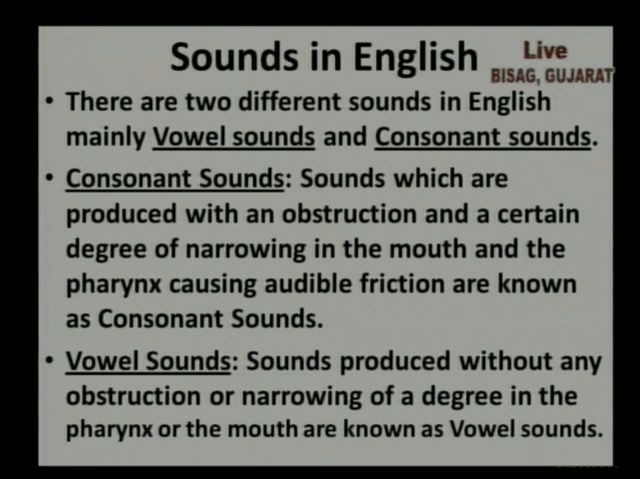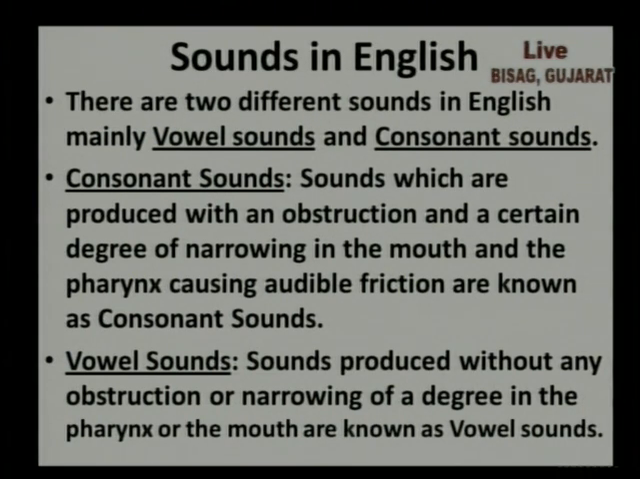Now further on, we move on to the sounds in English. We majorly have two main sounds in English known as the vowel sounds and the consonant sounds. Now, what do you mean by consonant sounds and vowel sounds? First of all, we would just give you a definition for consonant sounds. Pranay, can you just read the definition given here? Okay, the definition for consonant sounds. The sounds which are produced with an obstruction and a certain degree of narrowing in the mouth and the pharynx, causing audible friction, are known as consonant sounds.